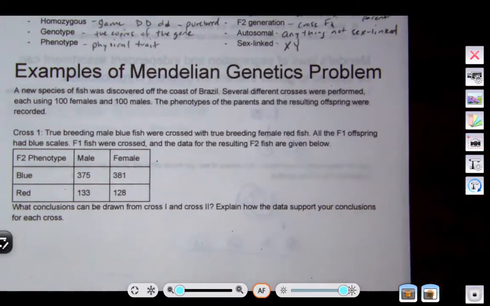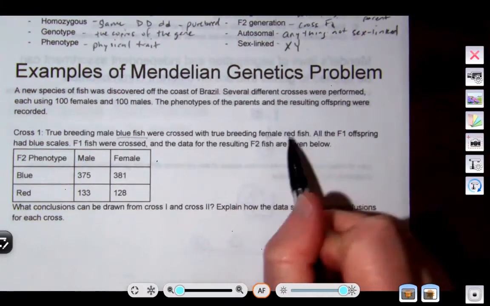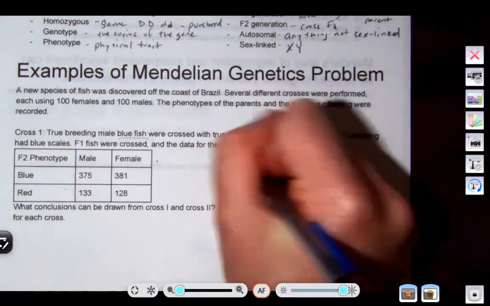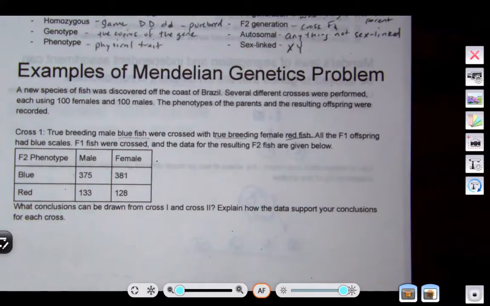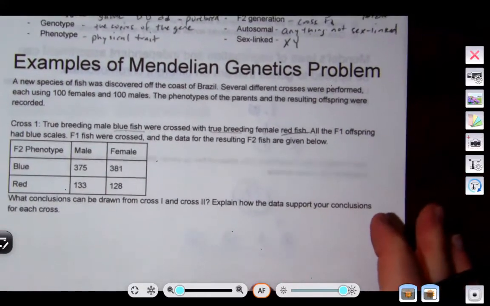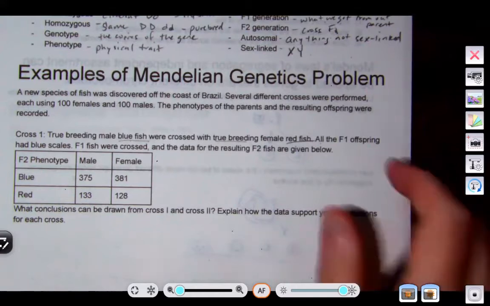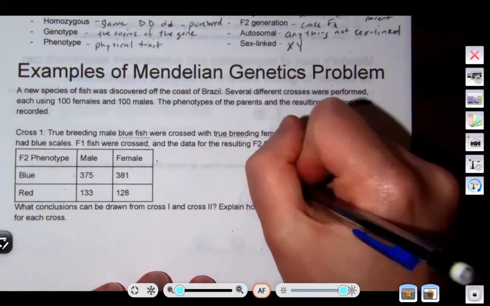So this is the first cross. Cross one, true breeding male bluefish were crossed with true breeding female redfish. When we see true breeding, what that means is that they're homozygous. All the F1 offspring had blue scales, and the F1 fish were crossed, and the data for the resulting F2 fish are given below.